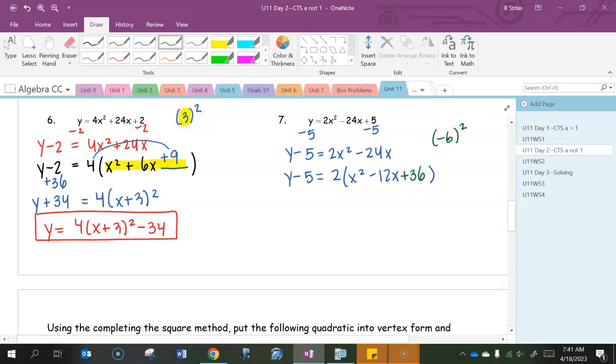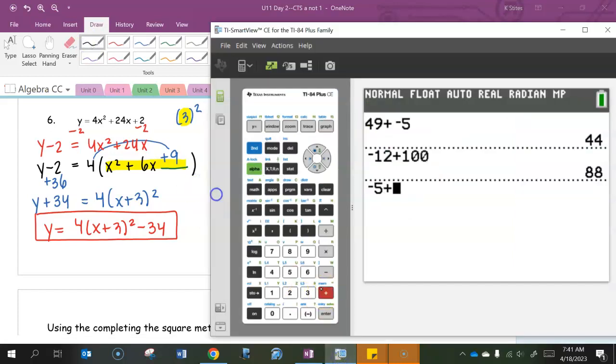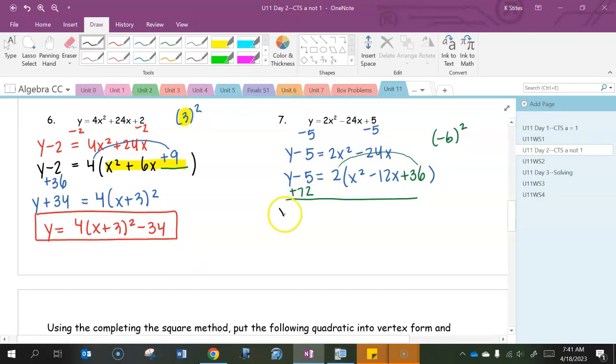That's your plus 36. Okay, but this is really a 2 times 36, which is a 72. So we're not adding 36 to the side, we're adding 72. Negative 5 plus 72 is 67. And this side will factor, multiplies to 36, adds to negative 12. Again, that's going to be this negative 6. And finally, subtract your 67 back over. And there's your vertex form.